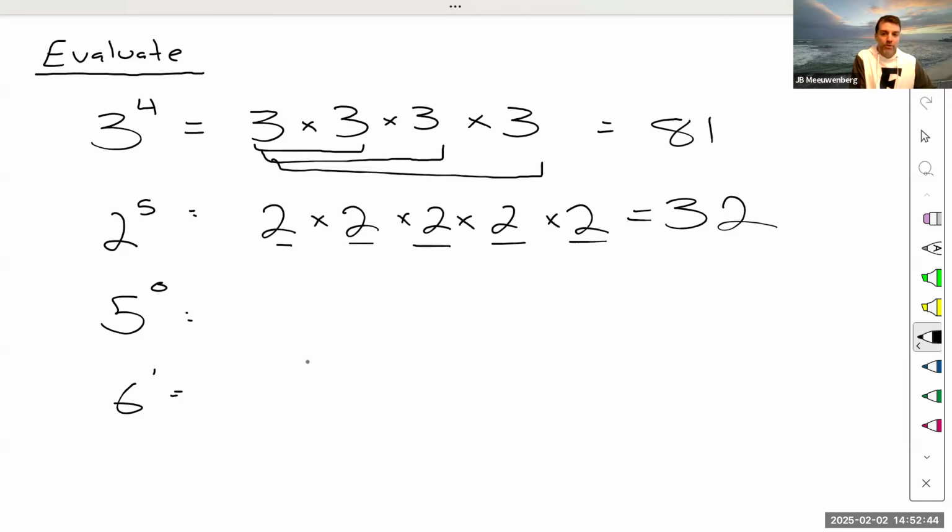5 to the 0 power. Do you recall from a moment ago, we said any number, any base with an exponent of 0 is always equal to 1. It's always going to be just the number 1. It doesn't matter what the base is. It will always be 1. And then finally, 6 to the 1st power. If you have an exponent of 1, then it's just going to be the base.